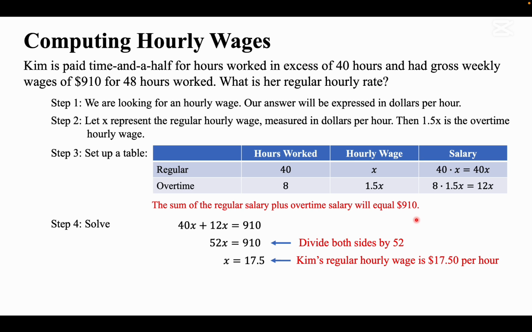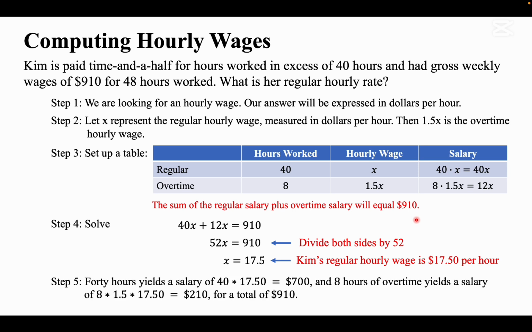So Kim's regular hourly wage in this case is $17.50 per hour. Now we can double check, right? For the first 40 hours, she gets paid 17.50 an hour. 17.50 times 40, she's making 700 out of the $910. For the 8 hours, she's making 8 times 1.5 times the regular pay, which happens to be 210. If you sum this number with this number, you should get the total amount, which works in this case.